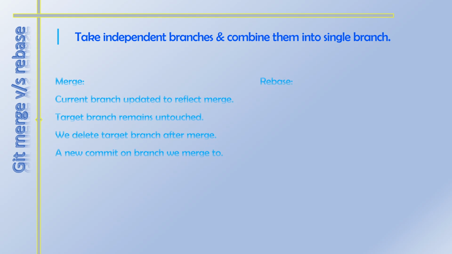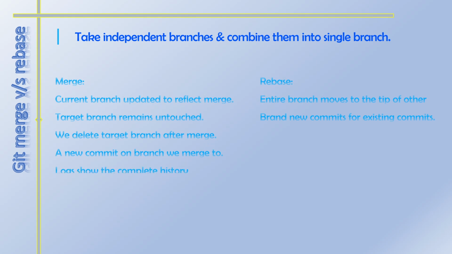In case of git rebase, it takes our entire branch and moves it on top of the tip of the current branch, or the main branch on which we are trying to rebase. It creates brand new commits for each of the commits in the original feature branch. We'll see this in a graphical view and then with examples as well.